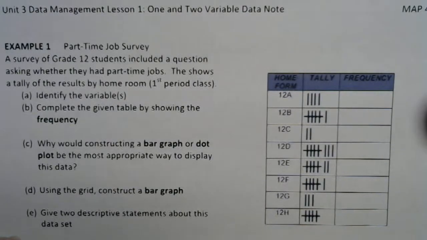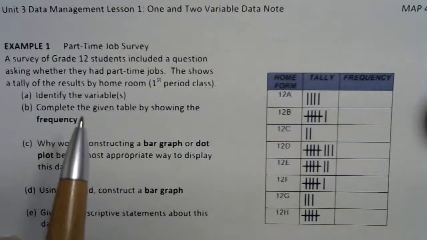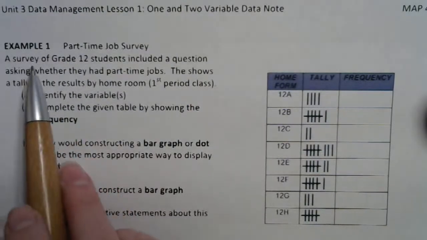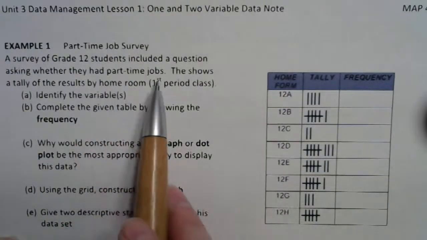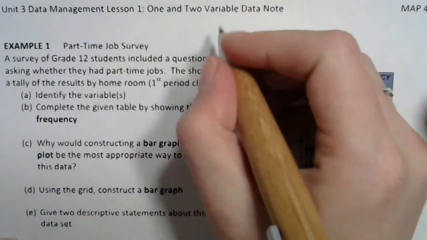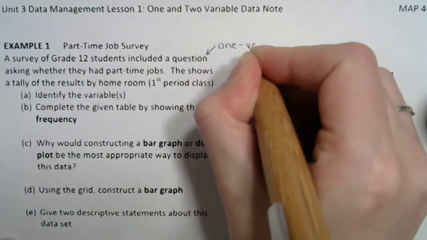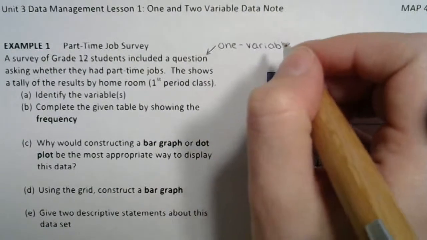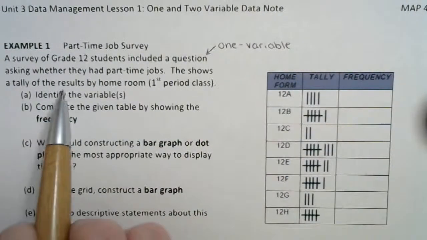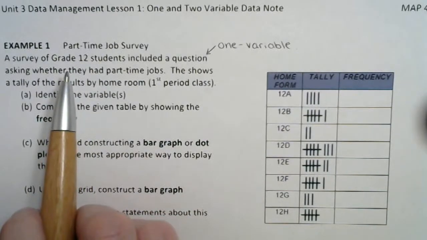So let's take a look at our first example for working with one variable data. This example looks at a part-time job survey. A survey of grade 12 students included a question asking whether or not they had part-time jobs. Immediately, just from reading that, we know that this is one variable, because they're looking at just one quantity. We have grade 12 students and they're asked whether or not they have a part-time job.